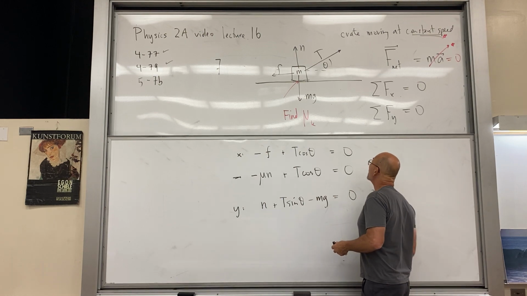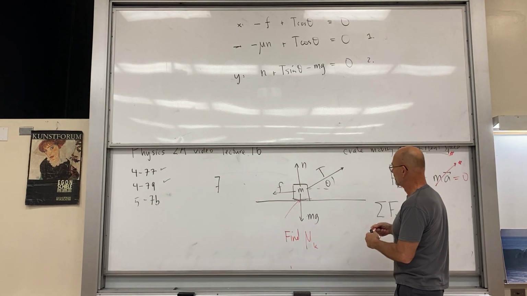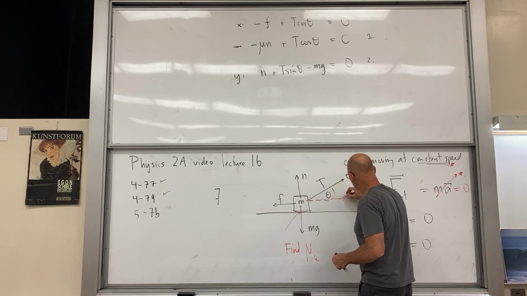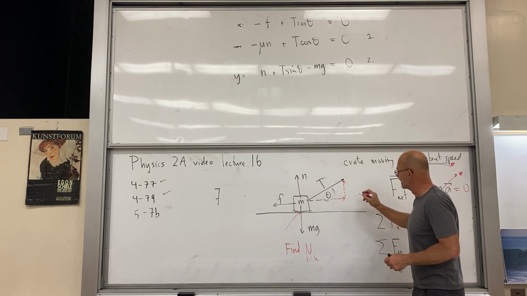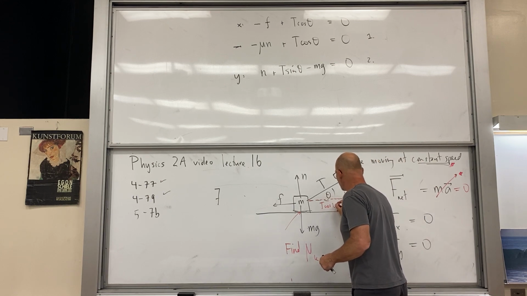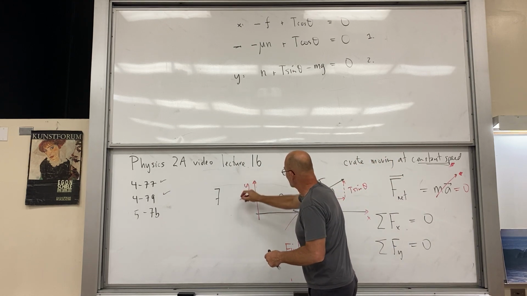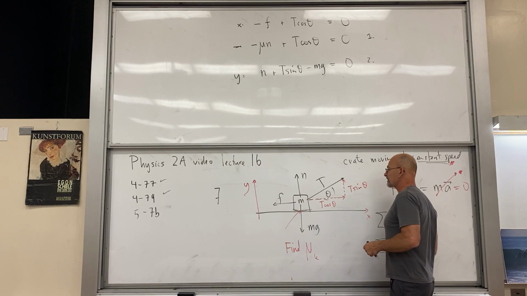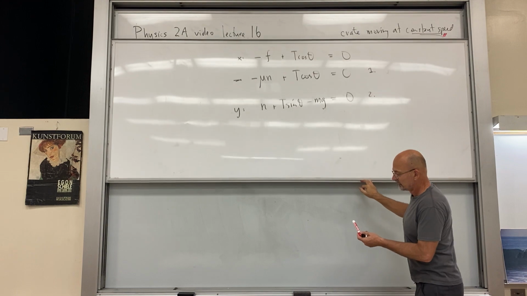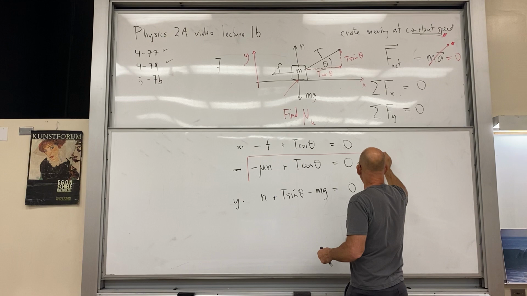I'm going to go ahead and relabel this for you guys. And so we've got the, I'll do it dotted, we've got the T cos and the T sine, right? T sine theta, T cos theta. There's our x direction. There's our y direction. So with these two equations, we're ready to solve.